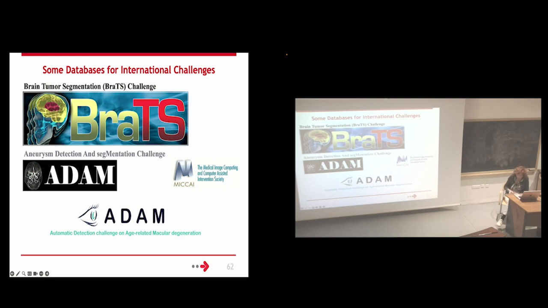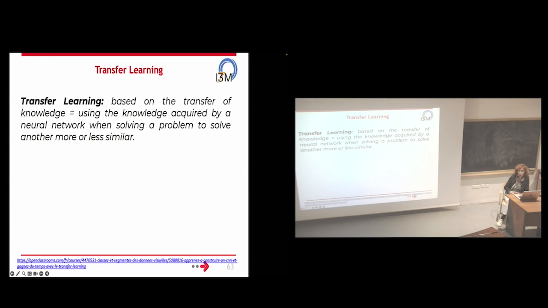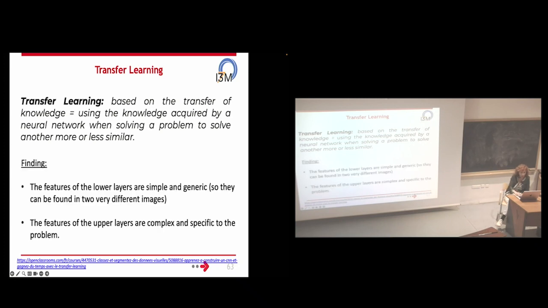Generally, the different architectures we use for computational medical imaging are made by transfer learning, which helps us to use well-known architectures like UNet and SegNet, and to use the knowledge acquired by a neural network to solve another, more or less similar problem. Transfer learning is based on the hypothesis that the features of the lower layers are simple and generic, and the features of the upper layers are complex and specific to the problem. So generally, we keep the lower layers and we adapt the upper layers.